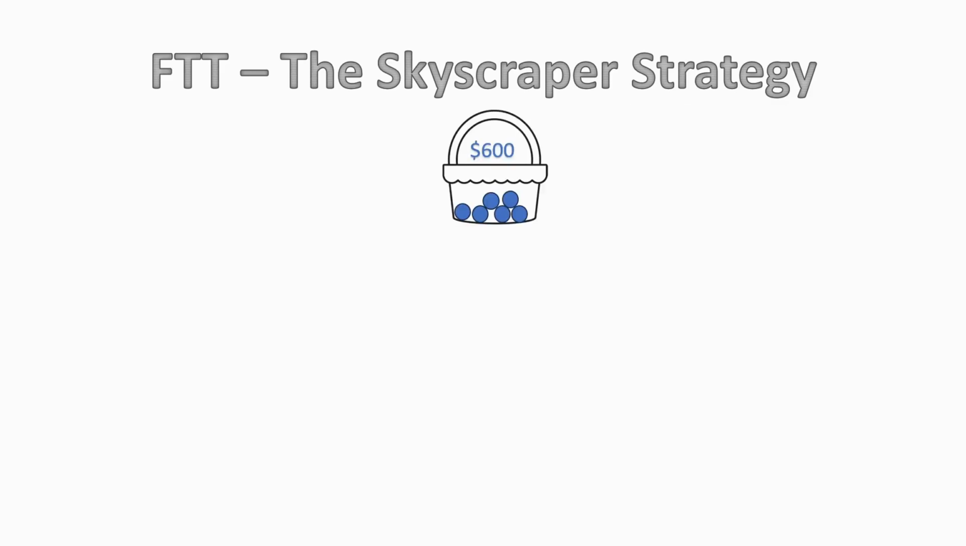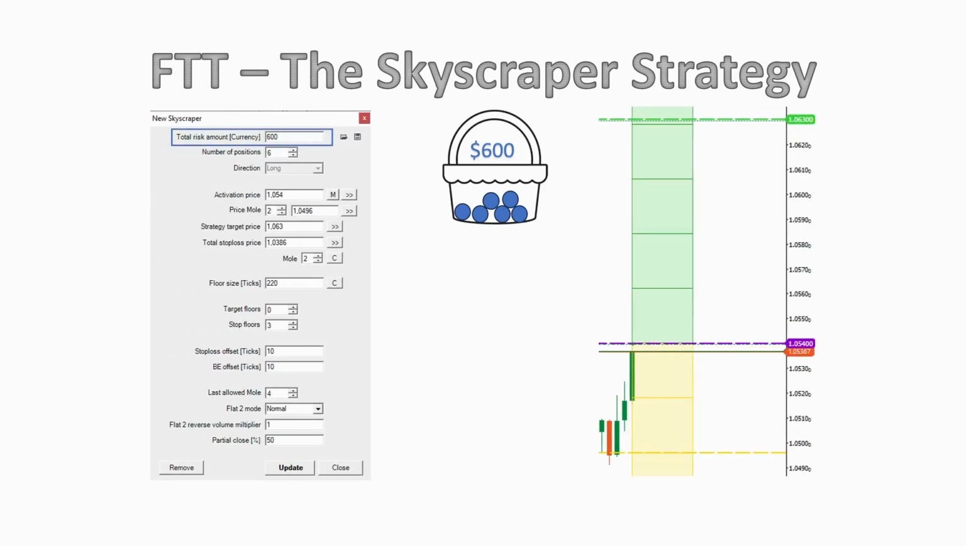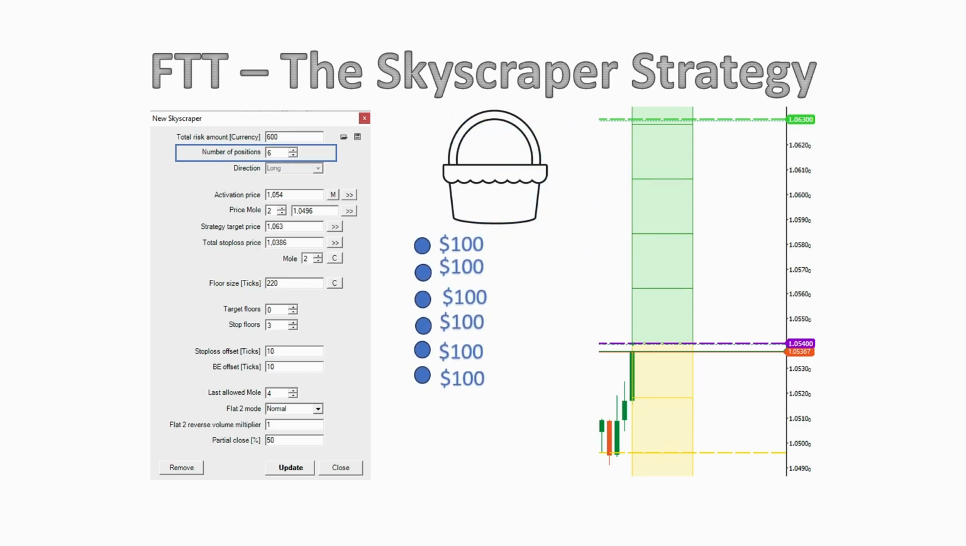As I mentioned in the previous analysis, we do not want to risk more than $600 on the entire strategy. I will divide the total amount risked into 6 positions. Let's imagine we have a basket with 6 balls in it. Each ball represents one position, and is therefore worth $100. So we will have 6 separate positions, each risking $100. I'll put them back in the basket now.